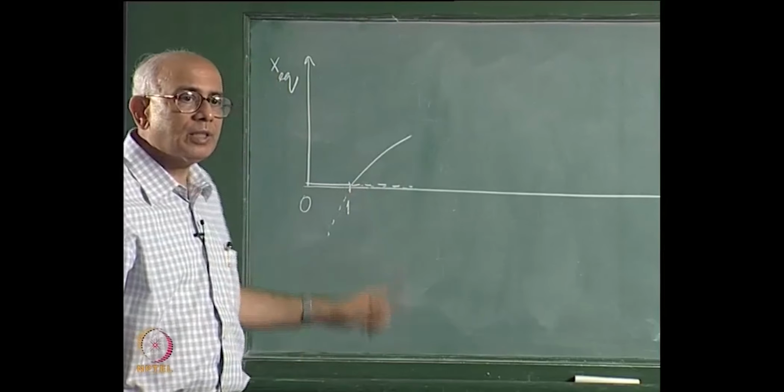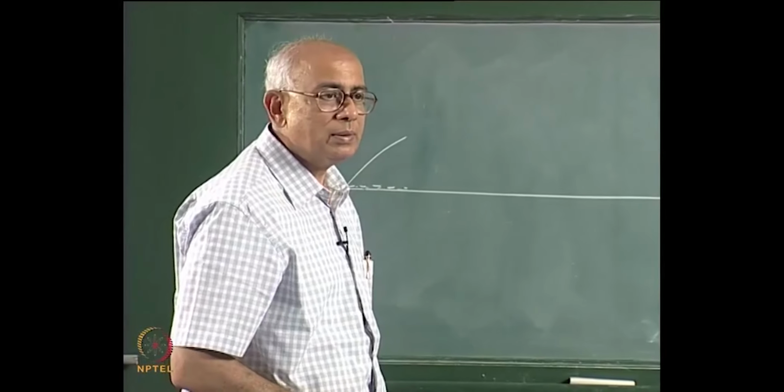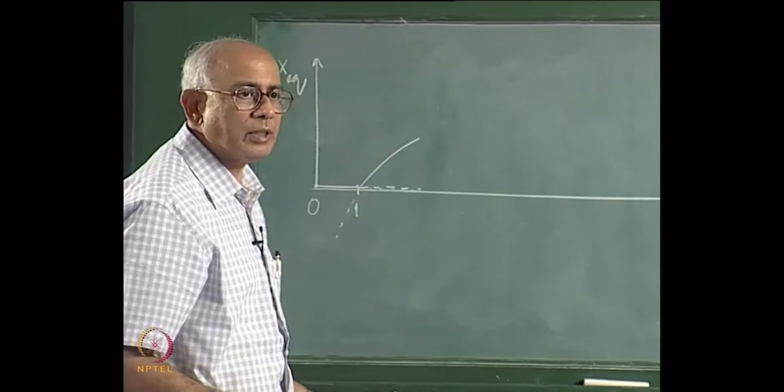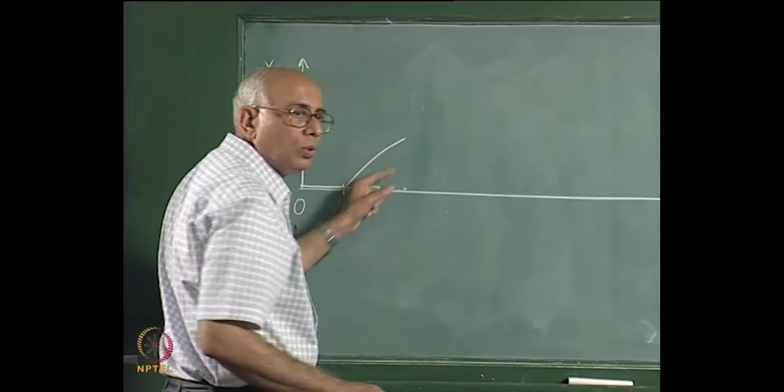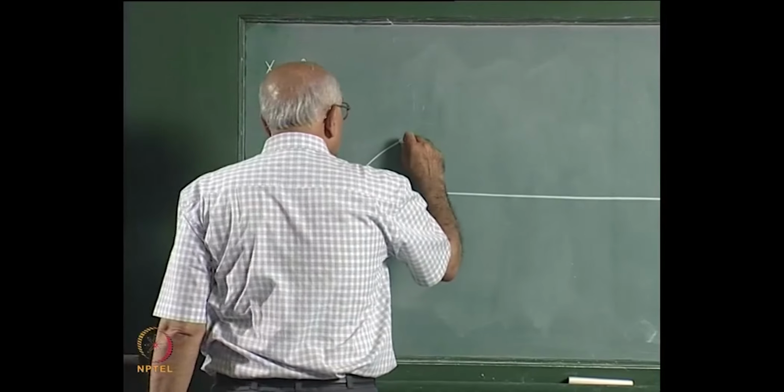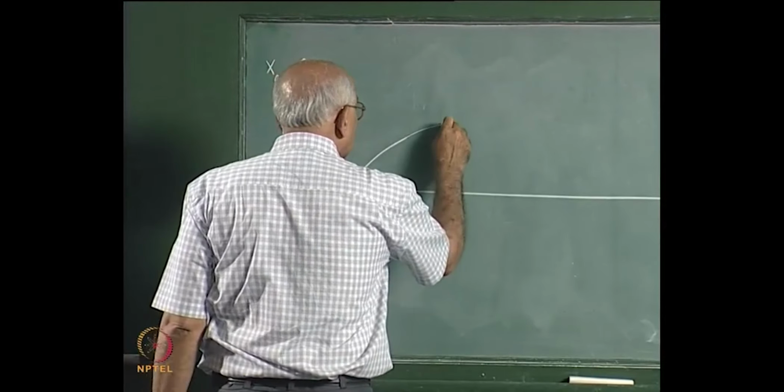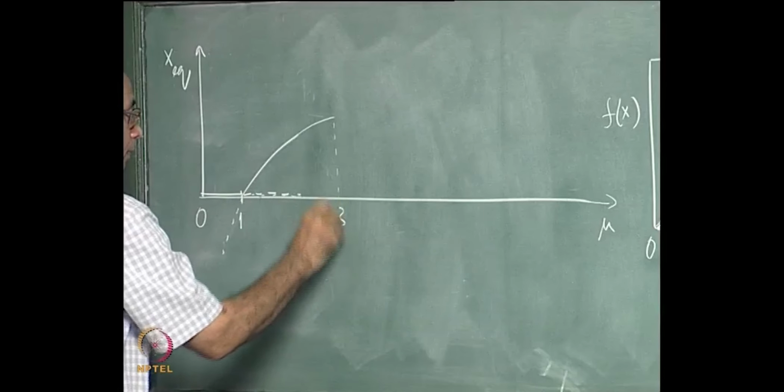What kind of bifurcation did we have at mu equal to 1? Exchange of stability bifurcation, right, and then you have a fixed point which goes along, and this goes along till you hit the value 3.